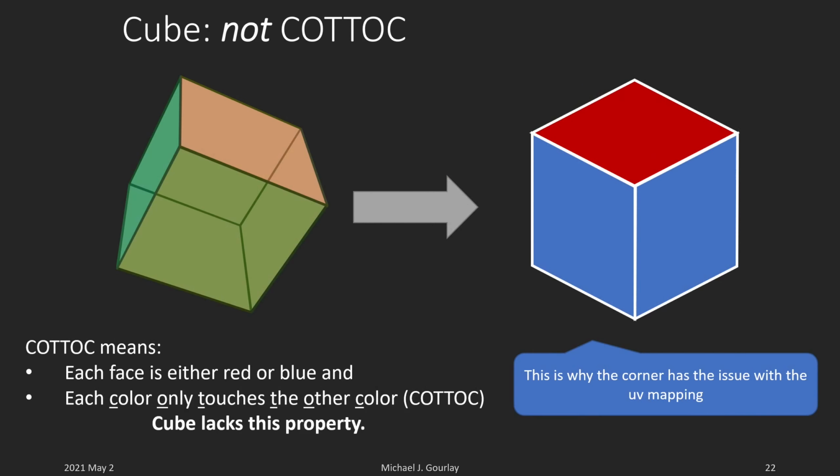This shows that the cube does not have this property. If you pick any face and color it red, all its neighbors have to be blue. But those blue neighbors then must have other blue neighbors. Therefore, a cube cannot be katak. This same is true for the tetrahedron, dodecahedron, and icosahedron.